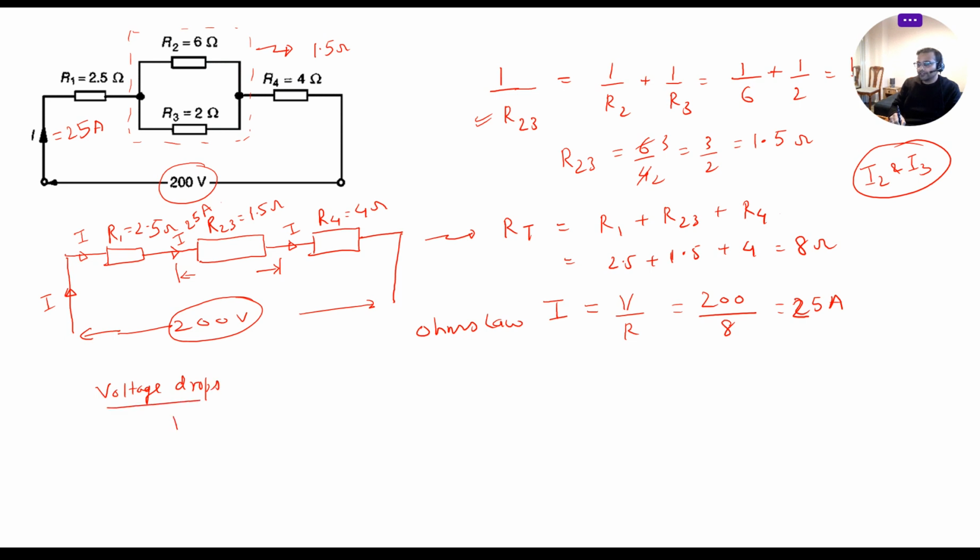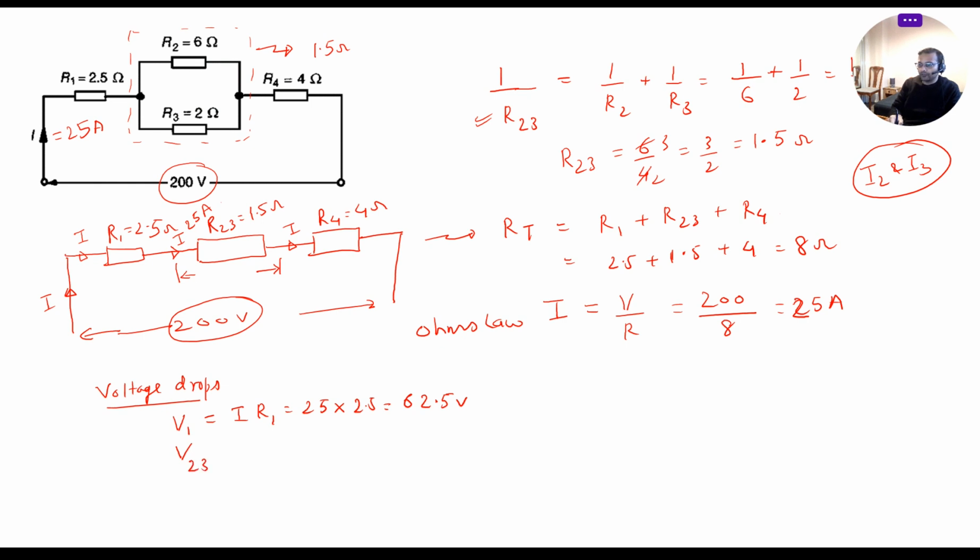So the voltage drop across resistance number 1, or R1, will be I multiplied by R1, which is 25 multiplied by R1, which is 2.5. 25 multiplied by 2.5 comes out to be 62.5 volts.